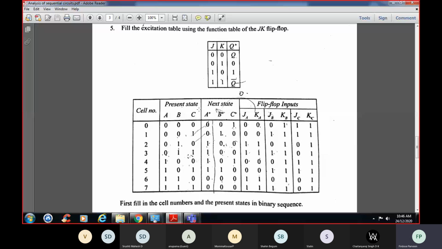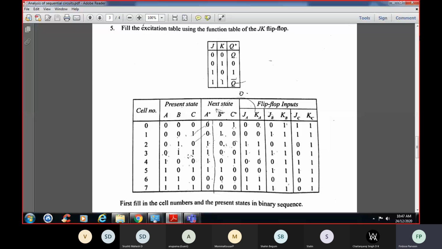I have written according to ABC, and I'll have JA, KA, JB, KB and JC, KC. So what we got in the equations is that JA is equal to KA is equal to B. So what is B here? It is 0, 0, 1, 1, 0, 0, 1, 1. So I'll write down 0, 0, 1, 1, 0, 0, 1, 1. In the same way, KA is also B, so it is 0, 0, 1, 1, 0, 0, 1, 1. Like this I have filled up JA, KA.